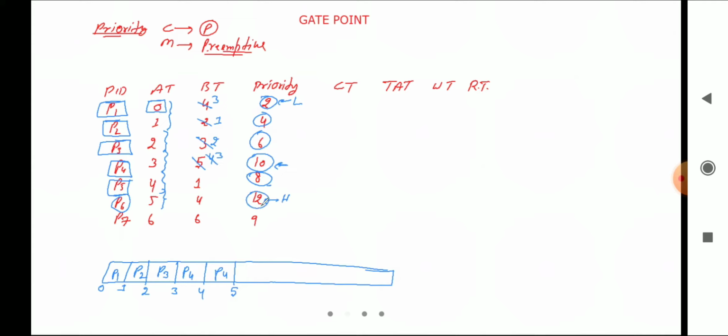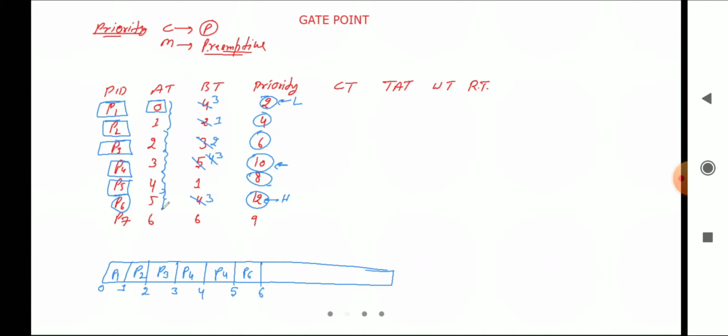So here now, P6 has the highest priority, right? We'll execute P6 for one more time. So we'll execute for one time, meaning the remaining time is 3. So 5 plus 1 is 6. We'll execute P6, and here the time is 6.